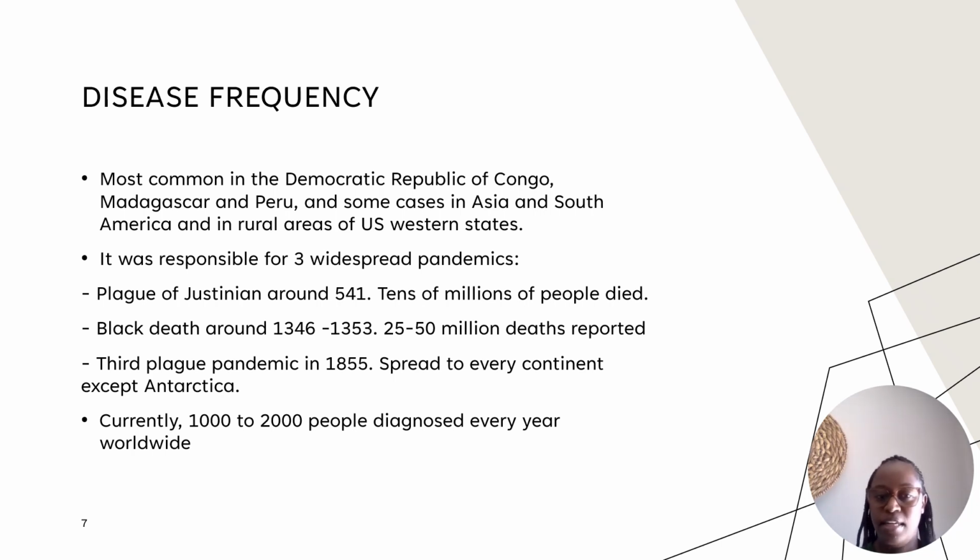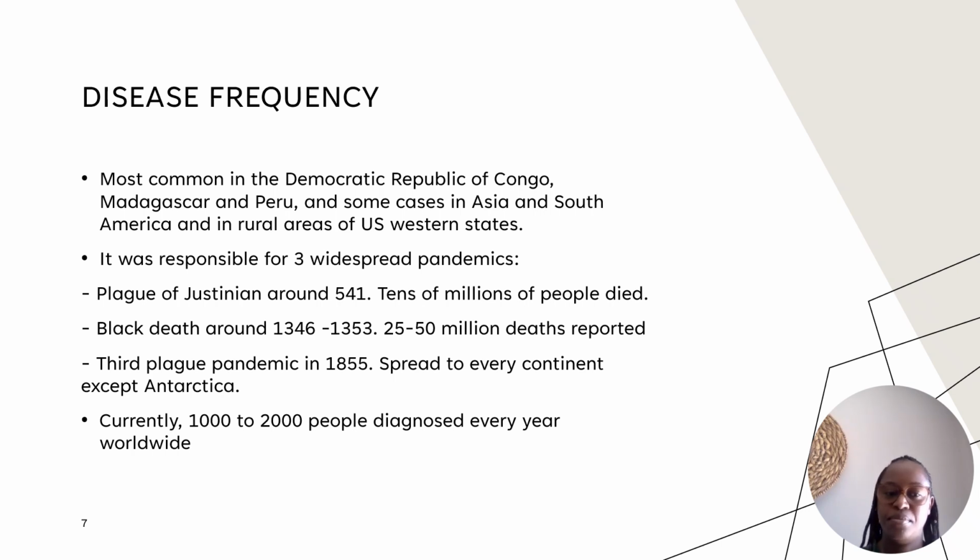But there was a third pandemic that happened around 1855. This one also spread to every continent except Antarctica. The numbers are still not very clear, but research states that in places like India and Asia, about 20 million people died. So it went around, but the exact figures for the third pandemic are not well known. Currently, about 1,000 to 2,000 people are diagnosed every year worldwide with the plague. So it is still an active disease, but the numbers are not as large compared to earlier.